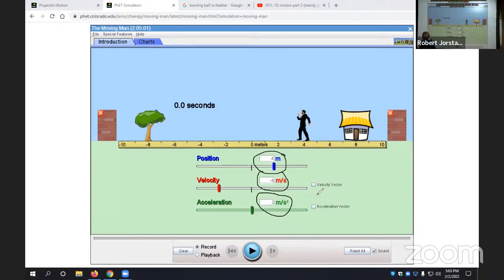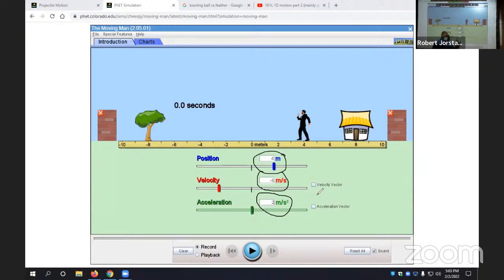Now, is this person going to be speeding up or slowing down? I heard slowing down, then speeding up. Yeah. So this is what I want you to think. If velocity and acceleration are the same sign, speeding up. If they're opposite sign, slowing down. I don't want you to think of positive acceleration as speeding up.